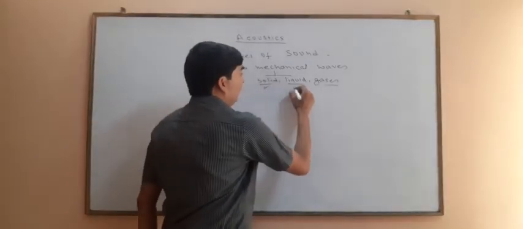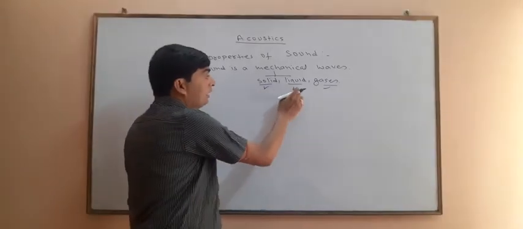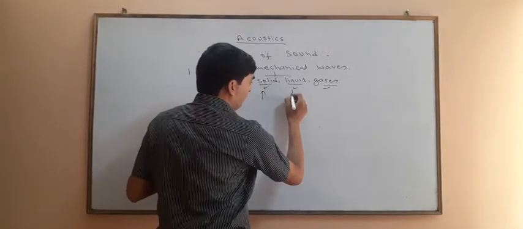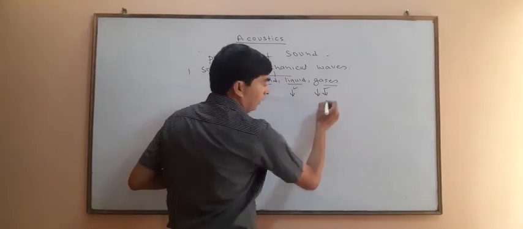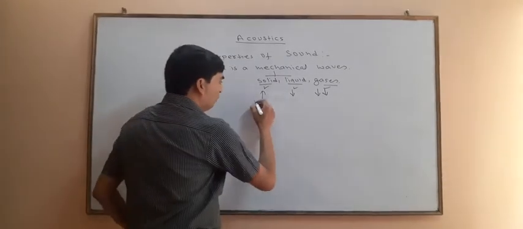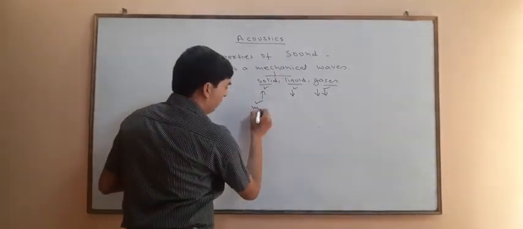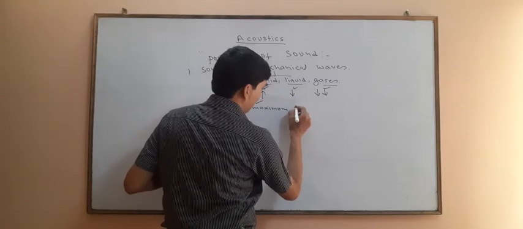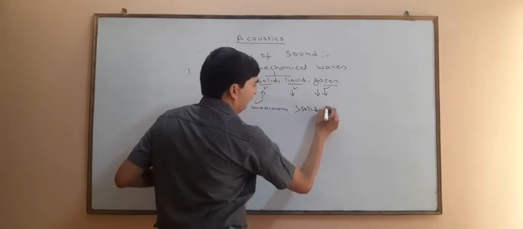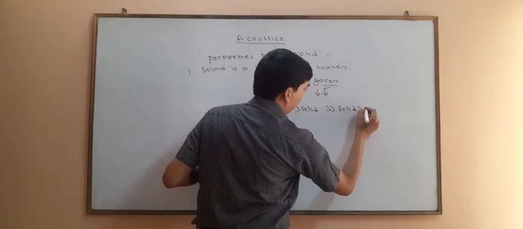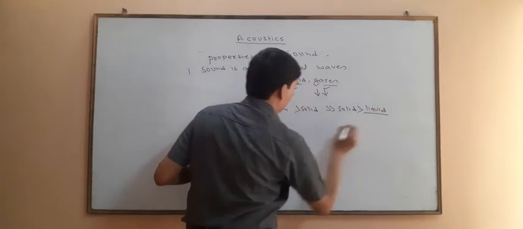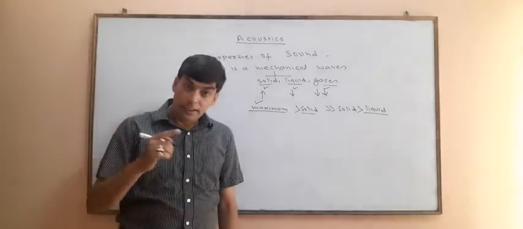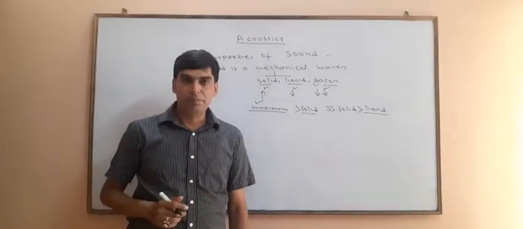It needs a material medium. Now, coming to the material medium, is the density of solid, liquid, and gases the same? No. The density of solid is higher, the density of liquid is a little less than this, and the density of gases is very low. So the speed of sound will be maximum in solid, quite less in liquid, and least in gases. So the property of sound is that sound is a mechanical wave. It travels only in a material medium.